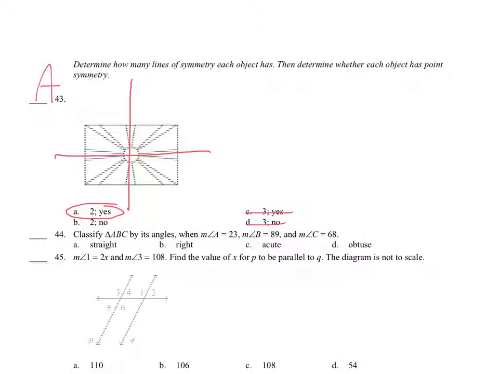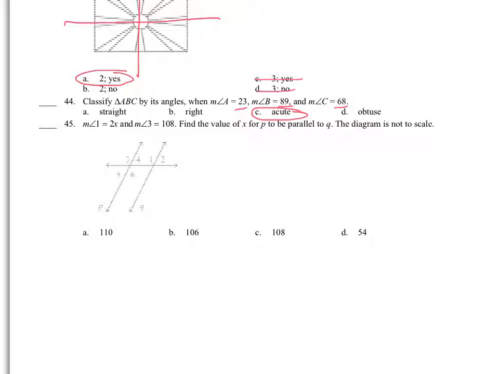Classify ABC by its angles. Look at the angles. They're 23, 89, 68. Those are all less than 90 degrees. Therefore, it's acute. If one of those was a right angle, it would be a right triangle. If one of those was greater than 90 degrees, it would be an obtuse angle, or obtuse triangle, sorry about that.